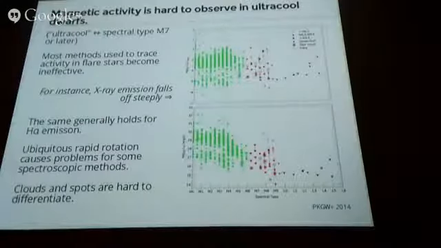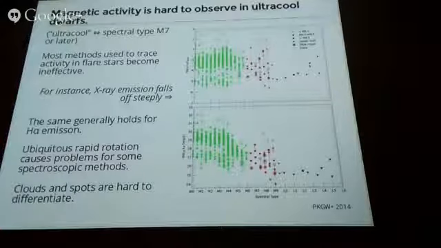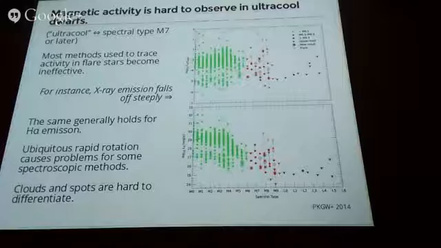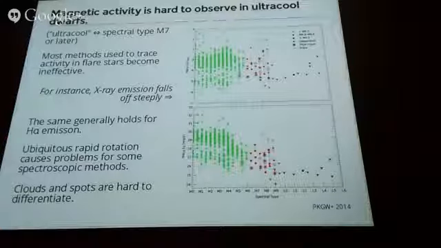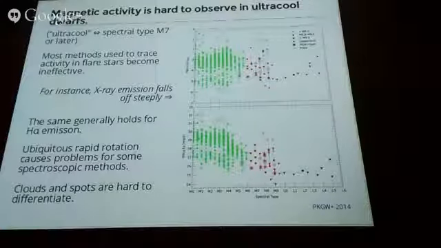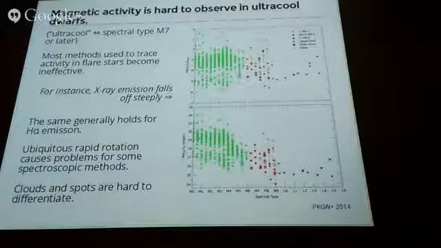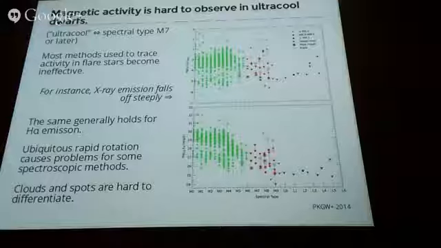In general, once we get to this regime, objects are rotating very rapidly, so that can cause problems for various spectroscopic approaches. And if you want to say, okay, sometimes we can monitor something in the optical and infer about its magnetic activity by saying that variations are due to spots, once you get into this regime, clouds start playing a role. And so the difference between clouds and spots is not always obvious.